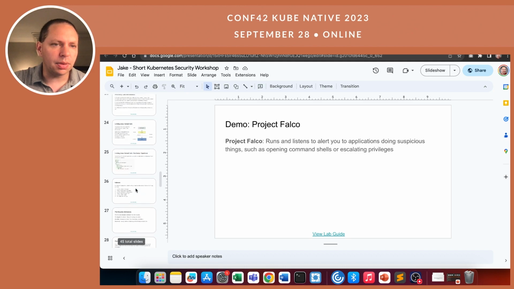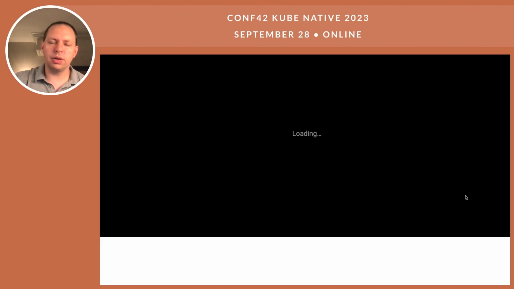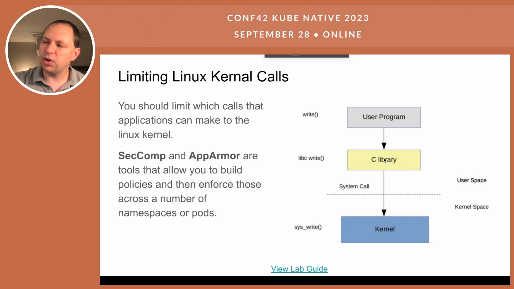I want to back up a little bit. So if you remember, we talked earlier about Linux kernel calls. Every time your app wants to do something other than CPU and memory, it has to do a kernel call to perform that action. And so what if something was doing something that it's allowed to do, but that thing seems suspicious? Or what if it tries to do something that it's not allowed to do, but trying to do it is itself suspicious?